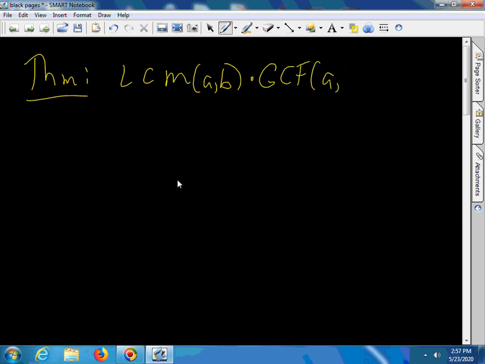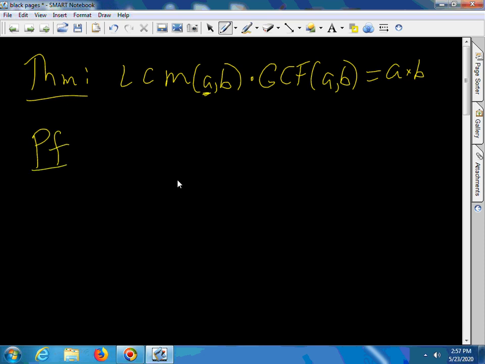Going to prove a nice theorem today. The LCM of A and B times the greatest common factor of A and B is equal to A times B. And LCM is the least common multiple. Proof.